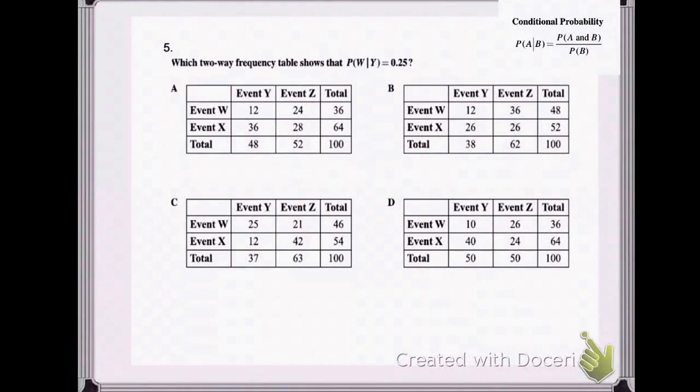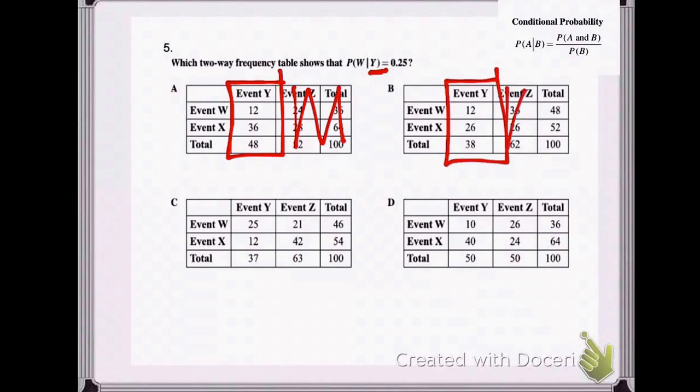Number 5. Which two-way frequency table shows that the probability of W given Y equals 0.25? So we know that we're given Y, so let's only look at event Y in each table. We don't need any others because we have a condition. All the rest of them are thrown out.